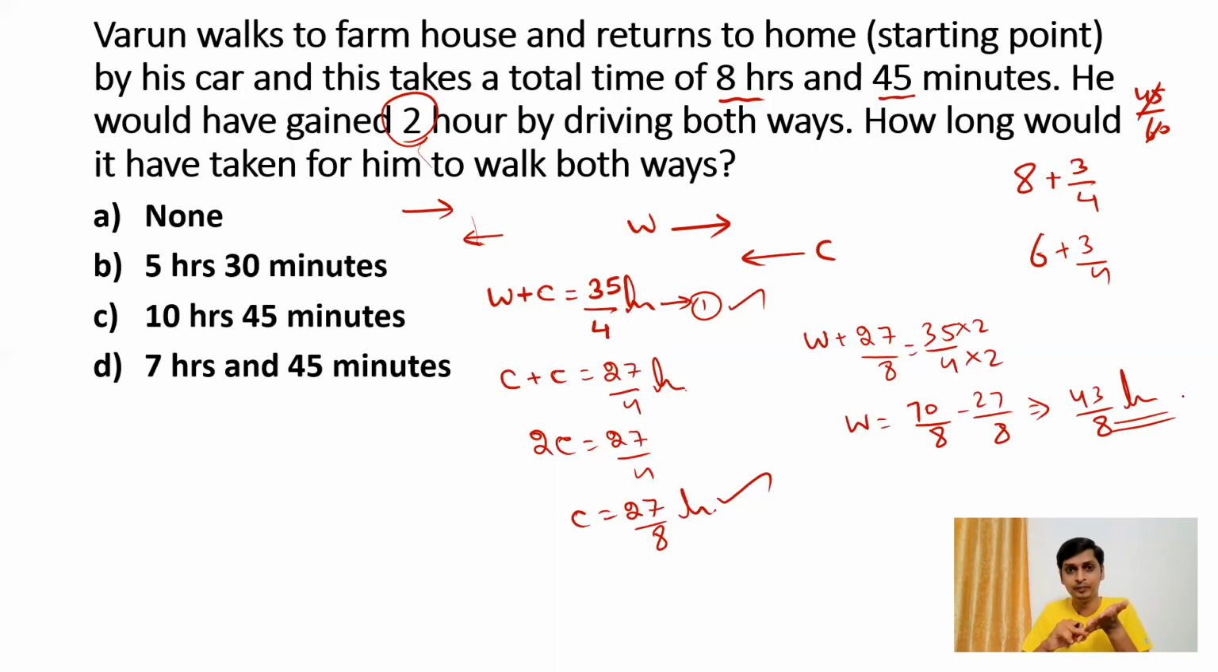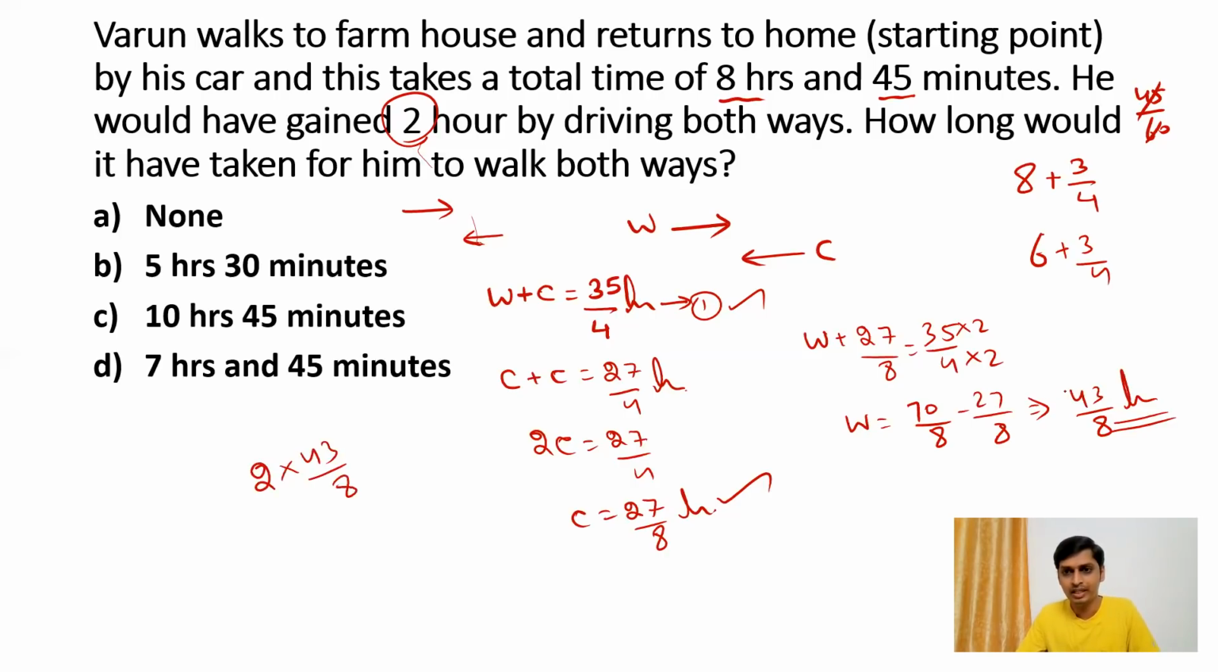So what is this W? From home to farmhouse, right? So he will take 43 by 8 hours to cover it. Now you have to find how much time he will take to walk both ways, both up and down. So it is 43 by 8 plus 43 by 8, or you can multiply by 2, right? So it is 2 times 43 by 8.